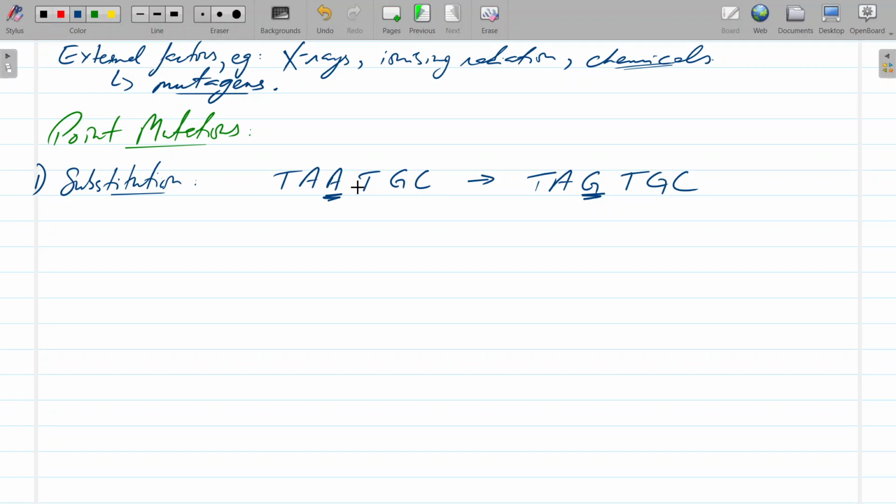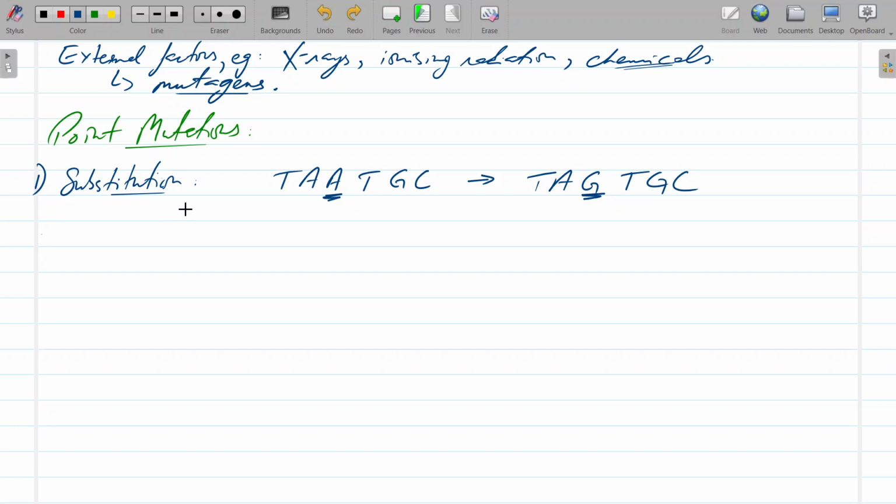Now, there is a likelihood that this is not going to have any effect because of the degenerate code. So it might code for the same amino acid, but it also might not. So we're not saying substitution mutations are safe, right? As we'll see an example of sickle cell disease, which you're probably familiar with from your IGCSE as well, that it is a point mutation that causes problems. In fact, before talking about the rest, let's talk about sickle cell disease.